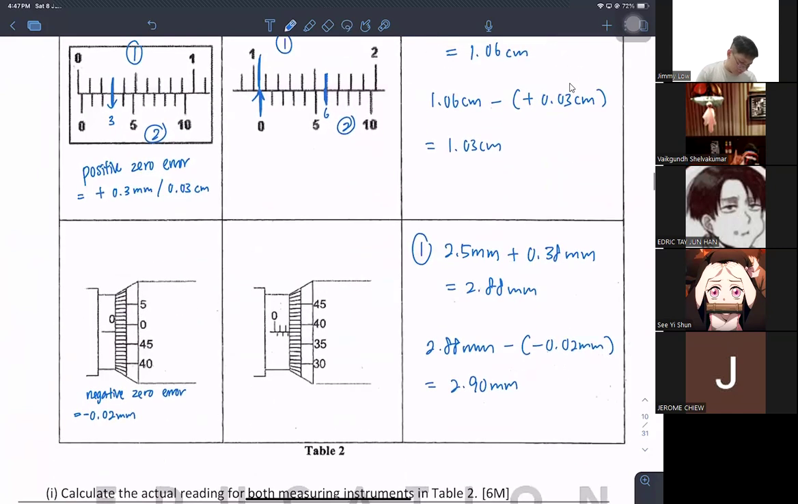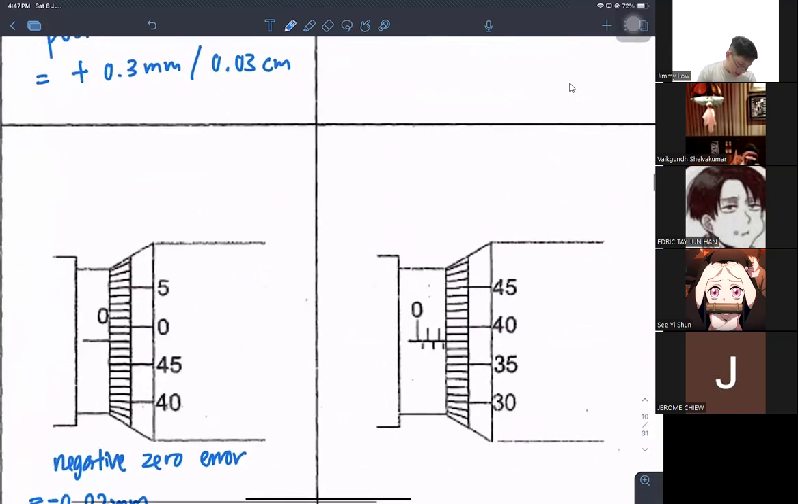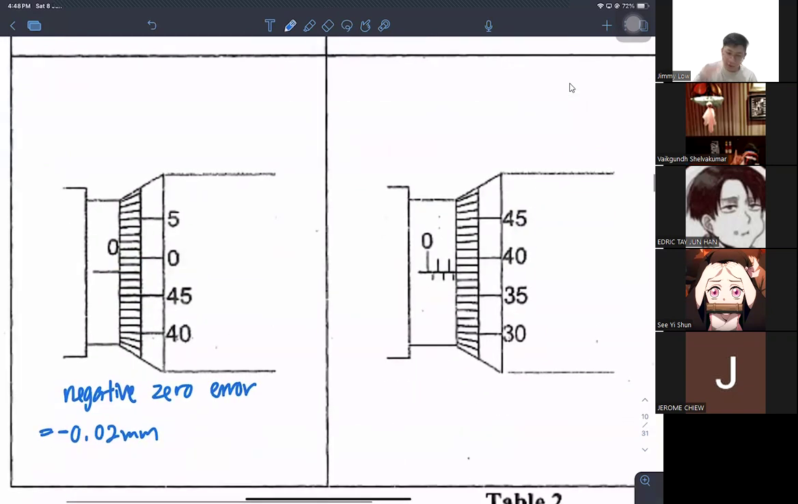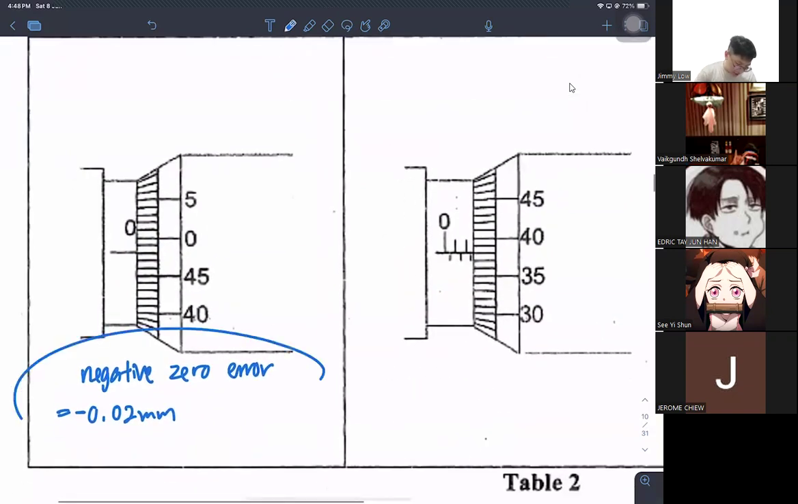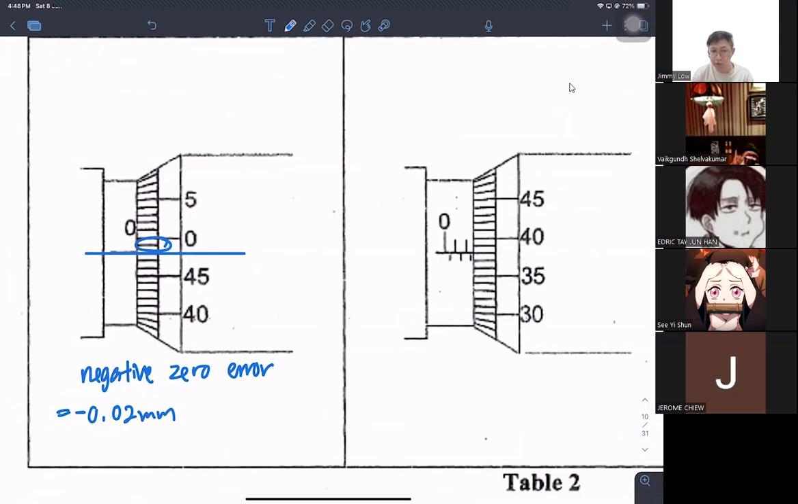Same goes for your micrometer screw gauge. You see this part here, when you calculate, you calculate less already. When you calculate less, you have to add back. So it is considered as negative zero error. So how are you going to get 0.02? Look at the line. What is the difference here? 0.02. Then you add a negative in front. This is your negative zero error.